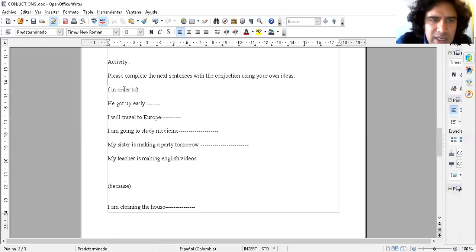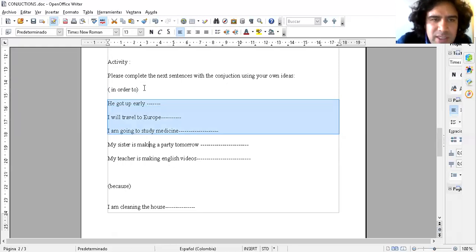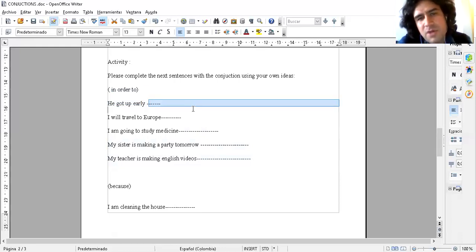What is the first one? In order to. Estas serían, estas 1, 2, 3, 4, 5. Estas primeras 5 serían con in order to. Tienen la primera parte, first part of the sentence. Complement, okay? You complement with your own ideas, okay?